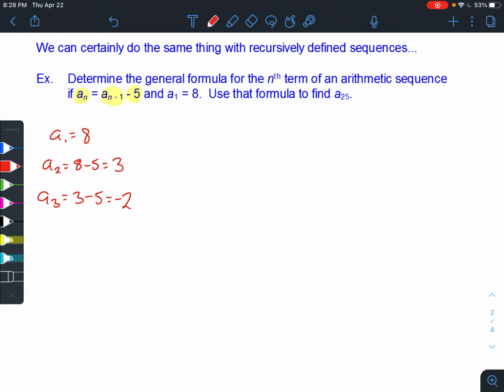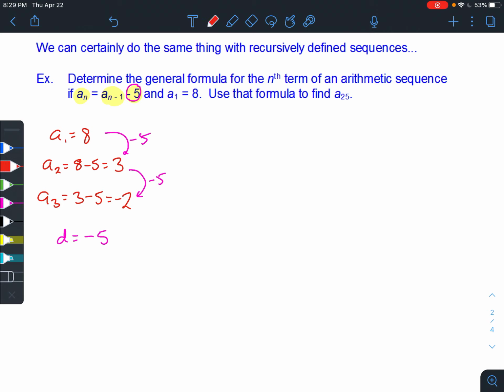Okay, so notice what's going on here is from 8 to 3, we're dropping by 5. From 3 to negative 2, we're dropping by 5 again. So again, that minus 5 is the only modification in this formula. That's basically your common difference staring you in the face right there. So from all the messing around I've just done here, that means that d equals negative 5. And of course, that's going to come in handy for figuring out an nth term formula.